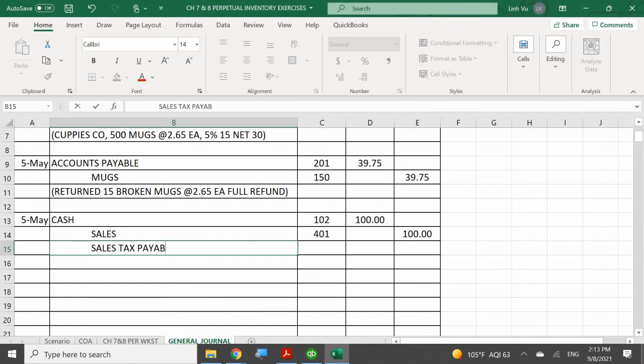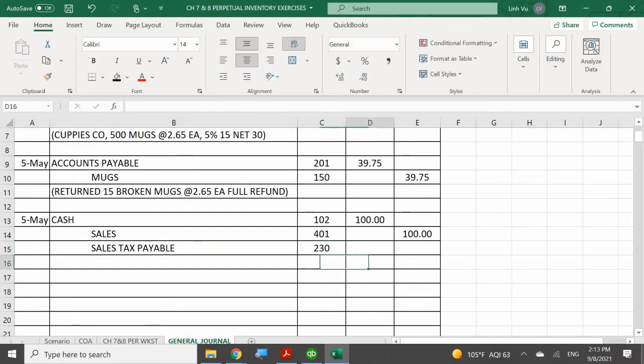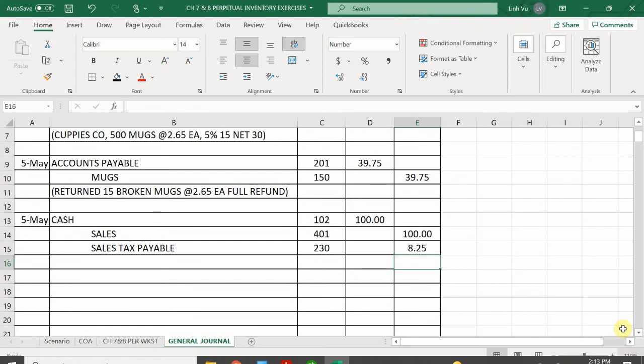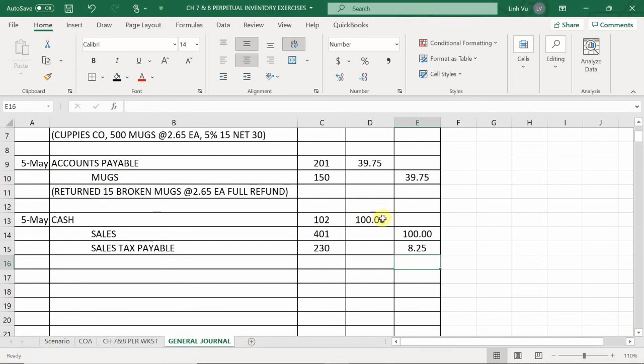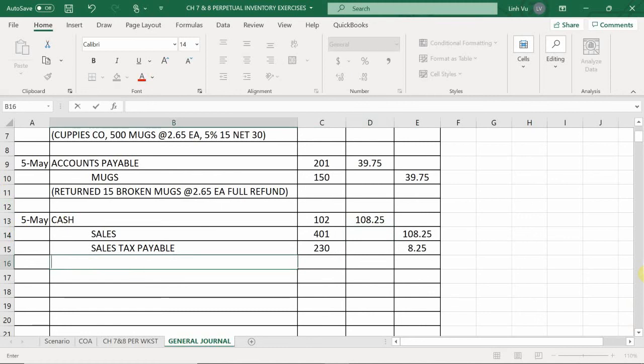$8.25. Sales tax payable, account number 230, for $8.25. So therefore, how much cash should I actually be getting? 108.25. Okay. Because I'm using perpetual inventory, what else do I need to journalize?